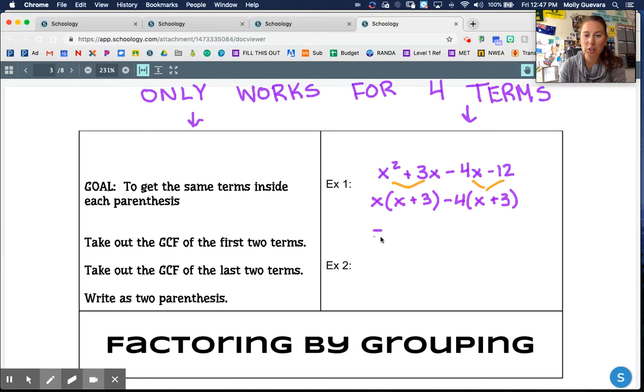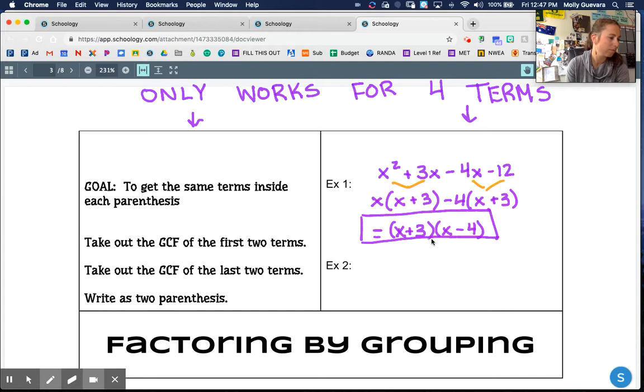So I get to write this as 2 separate parentheses. One of the parentheses is going to be this x plus 3. Automatic. I only have to write it once. I don't have to write it twice. So one of my parentheses is x plus 3. The other parentheses are the 2 terms that are outside. So here I have an x, and here I have a minus 4. And there it is. It's factored. Okay, and that's it. So again, your goal is to get these terms inside the parentheses to be the same.